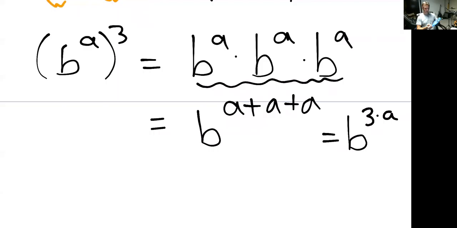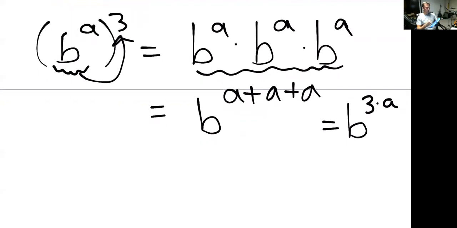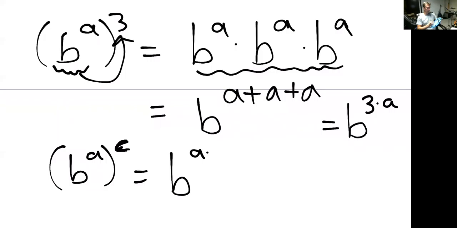And that's the rule. That's the general rule. When you've got a power or exponential raised to a power, how do you sort of join the two things together? Well, it's through multiplication. So the general rule is b to the a to the c, no matter what that is, just b to the a times c.